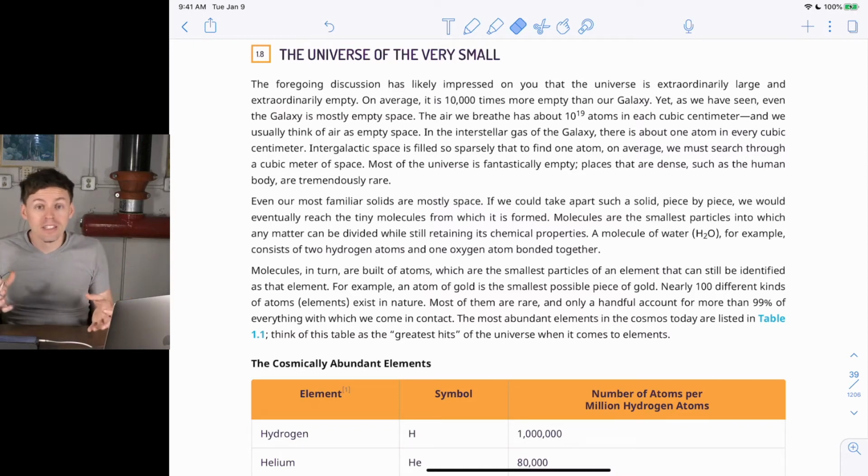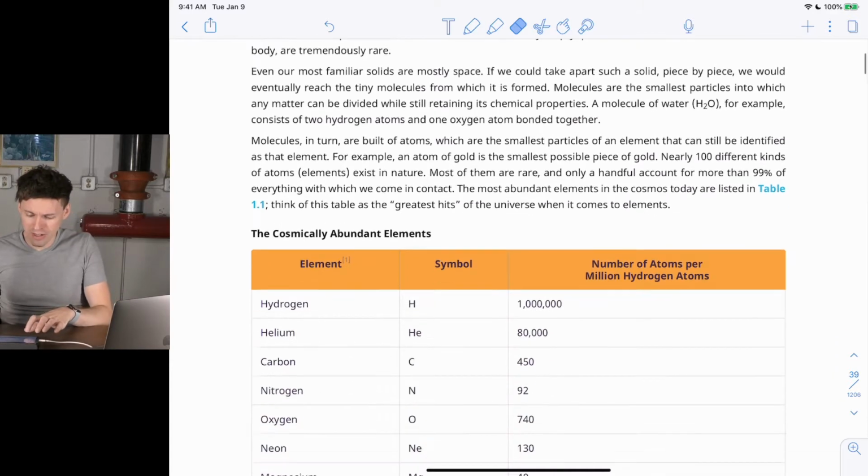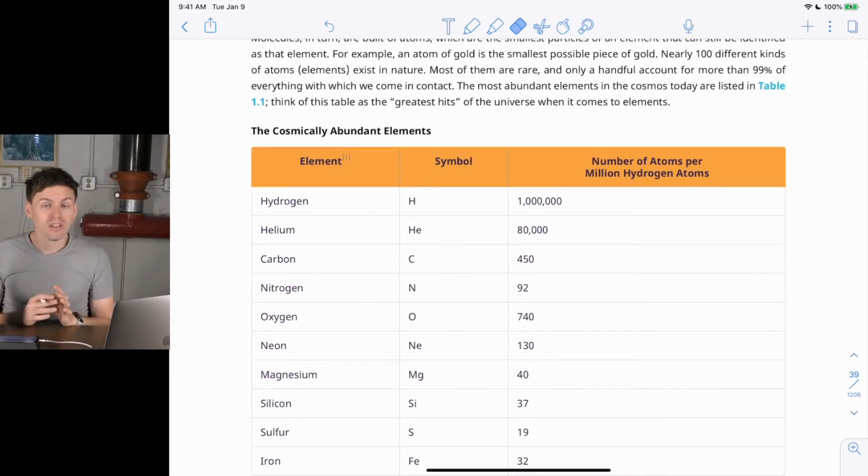So what are galaxies made of? What are we made of? What are you and I made of? We're made of atoms. We're made of protons and neutrons and electrons that stick together in certain ways and make certain molecules and different atoms.